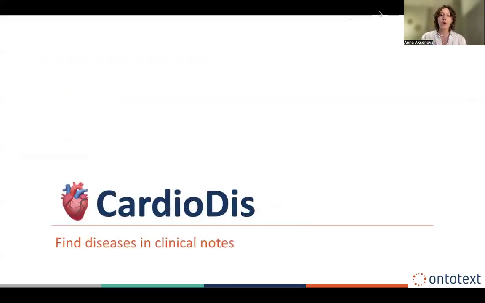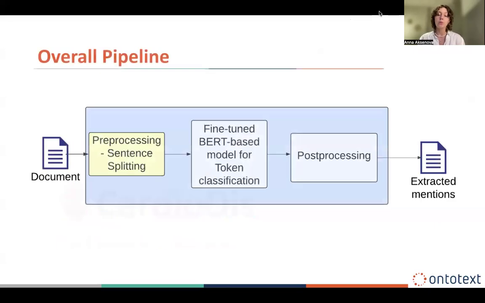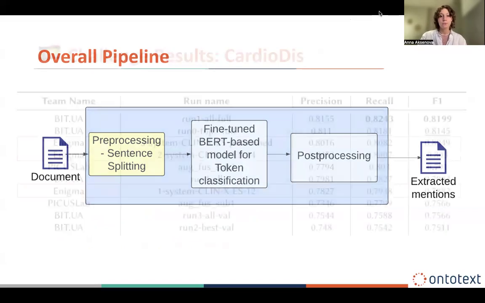So let's go into some details about the CardioDIS track. It was the first track, for disease recognition in Spanish. And here we followed a straightforward pipeline, with first document preprocessing, splitting it into sentences, then fine-tuning a BERT-based model for a token classification task, basically identifying whether a token belongs to the entity class or not, then post-processing to fix some annotation issues, and the obtaining of extracted mentions.